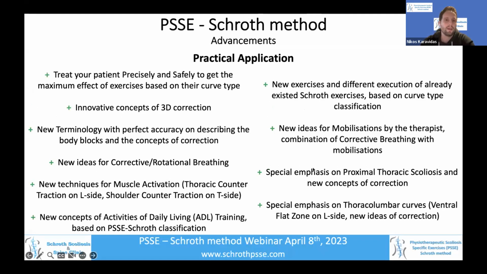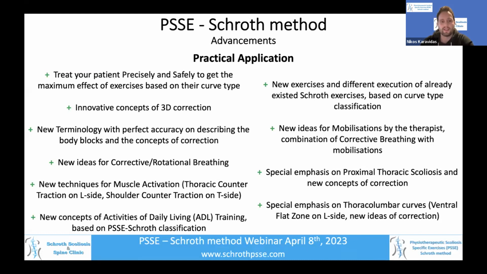In terms of practical application, the idea behind the PSSE-Schroth method can be described maybe in a few words. You should be able to treat your patient precisely and safely to get the maximum effect of exercises based on their curve type. We have created some innovative concepts of corrections. There is a new terminology with perfect accuracy on describing the body blocks and the concept of corrections. There are new ideas for corrective and rotational breathing, new techniques for muscle activation. They were described before by my colleague Silvio.